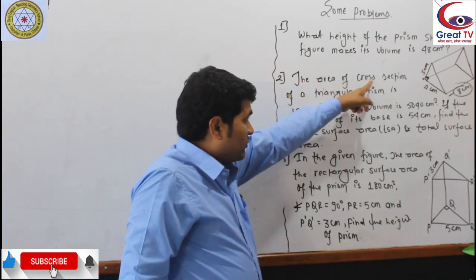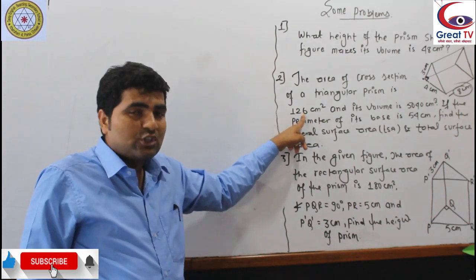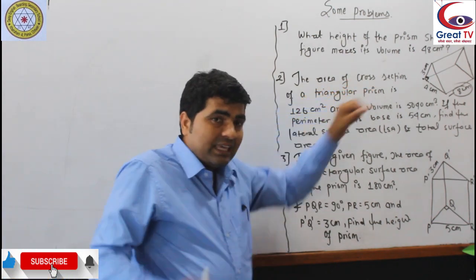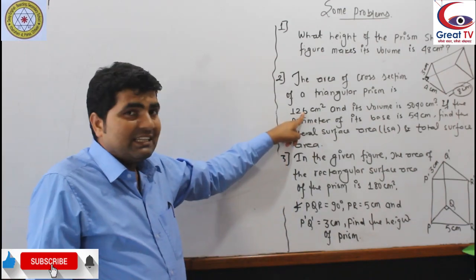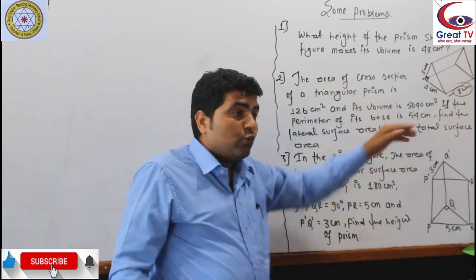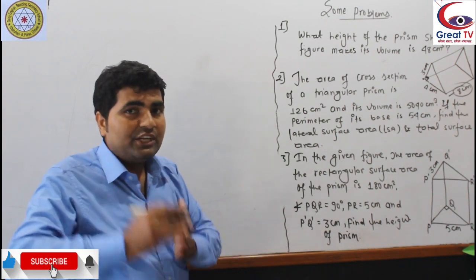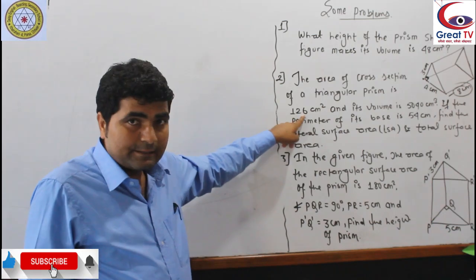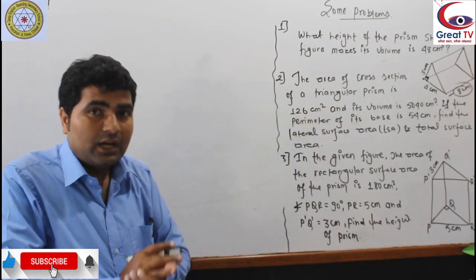The area of cross section of a triangular base prism is 126 cm². Area of cross section equals area of base equals 126. And its volume is given. For that, what formula to find the value of volume? Volume equals A into H. A means area of base. Area of base is already given in the question. Then from that solution we get the value of H.